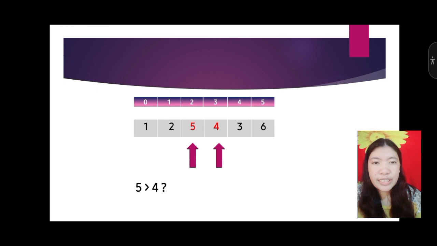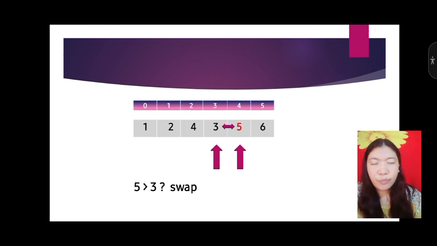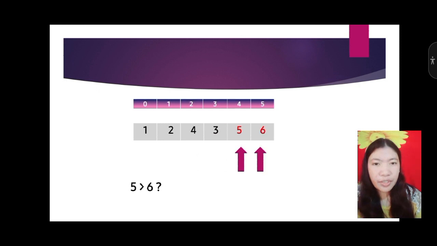Next comparison is 5 to 4. 5 is greater than 4, true. So swap the two items: 4 moves to the left and 5 moves to the right. Next is 5 to 3. 5 is greater than 3. True. So swap: 3 moves to the left and 5 moves to the right. That completes our second iteration of the bubble sort.